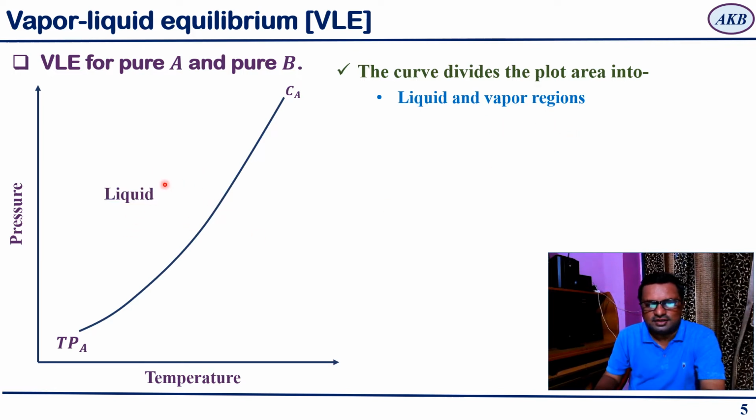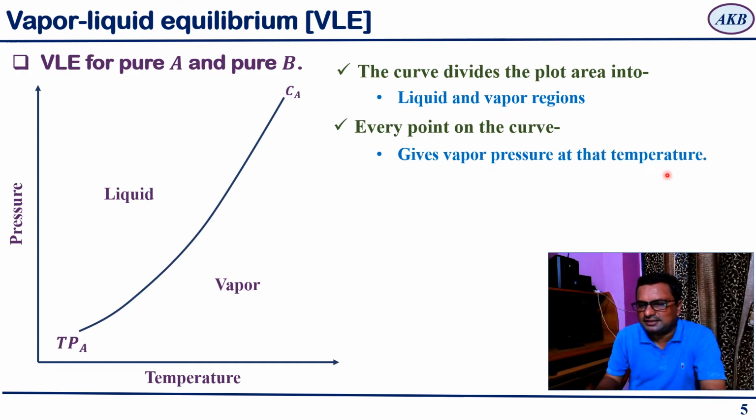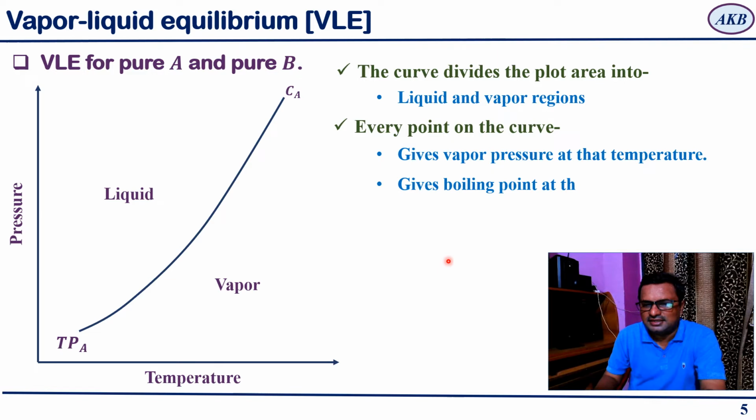The region above the curve is the liquid region, whereas the region below the curve is the vapor region. Every point on the curve, as I have already talked about, gives the vapor pressure at that temperature. You choose any temperature, go to the curve and then to the pressure axis, and you will get the vapor pressure at that temperature. The other understanding is that every point on the curve gives the boiling point at that pressure. So you choose any value of pressure, go to the curve and then come to the temperature axis, and you will get the corresponding boiling point.